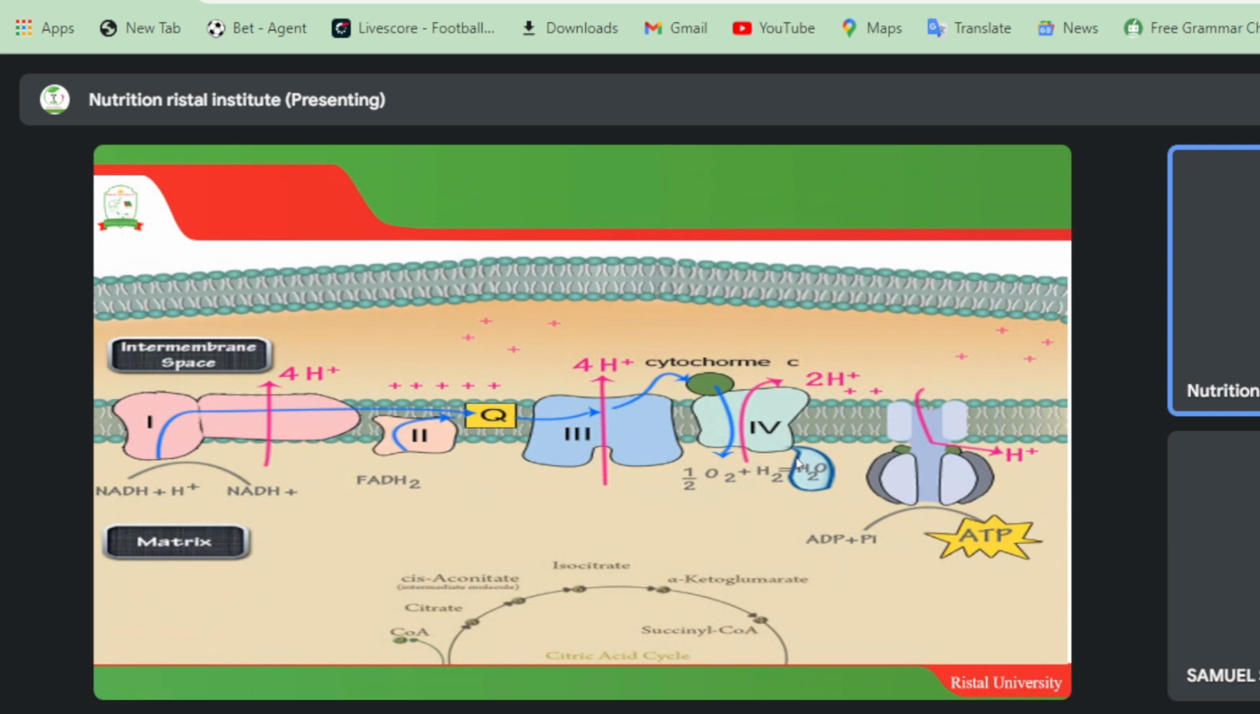Then what happens to the hydrogen ions, the protons that are in the intermembrane space, is that they are shuttled back into the mitochondrial matrix, and this occurs with the help of the ATPase enzyme. As these hydrogen ions or protons are shuttled back, the ATPase enzyme helps synthesize ATP molecules, and that's how we end up producing energy from the electron transport chain.